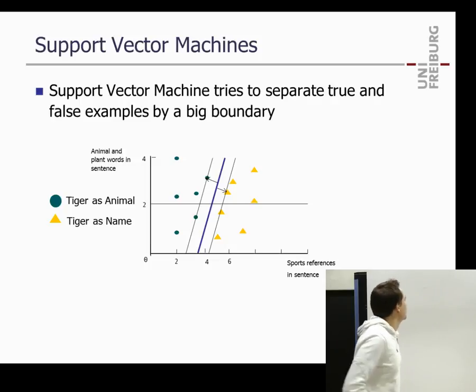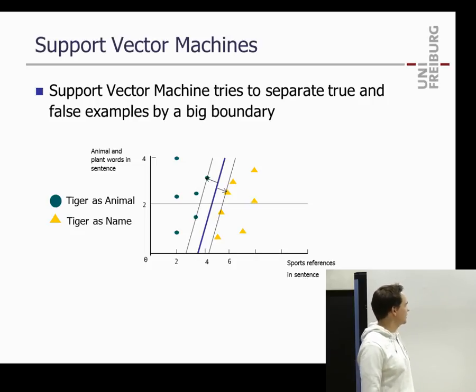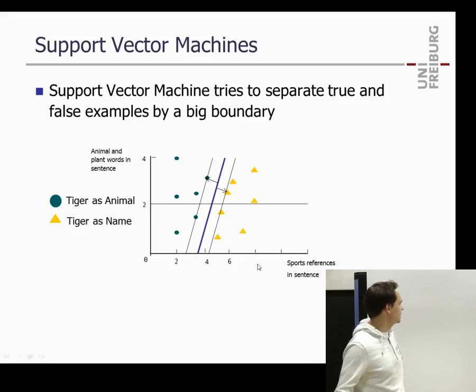Now I will show you one more algorithm which is very popular and which tries to solve similar problems to the ones before, and it's the support vector machine. The idea of the support vector machine is that you try to separate true and false examples, or examples from different categories, by a big boundary. So what does it mean?